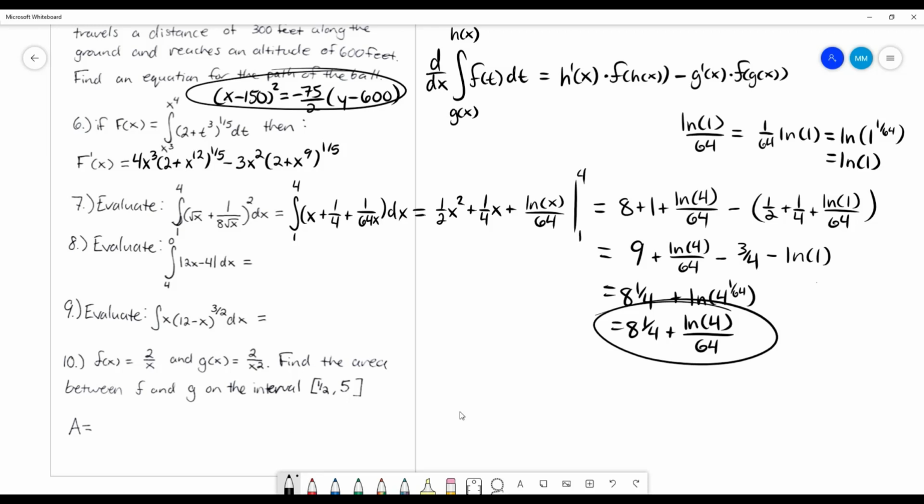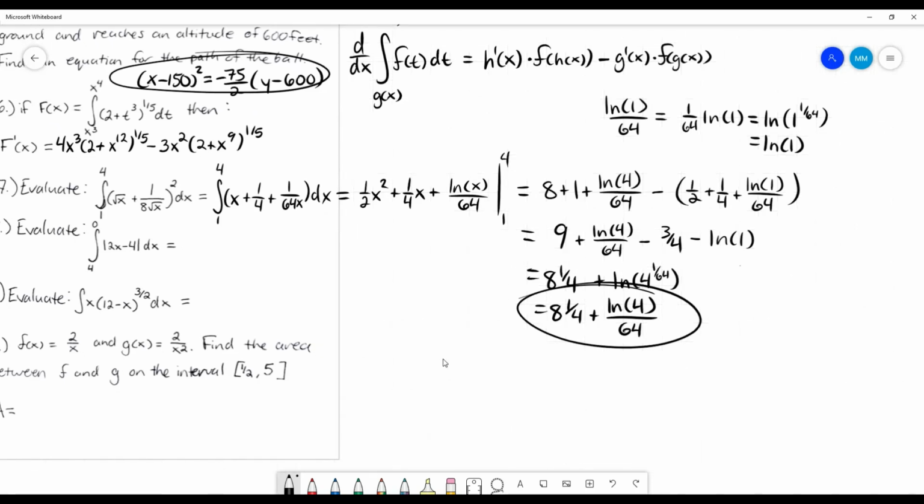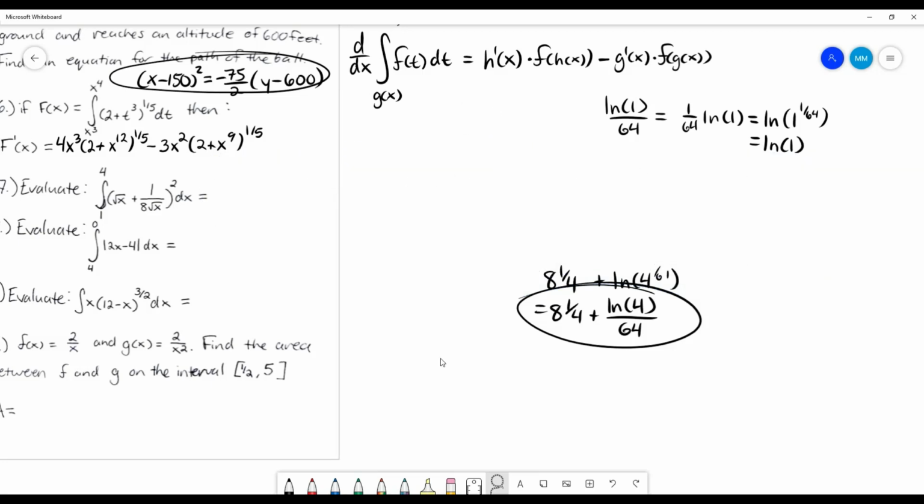Okay, now I am going to erase this just because we have another integral right next to it. Actually, I will rewrite that right there really quick. Okay.